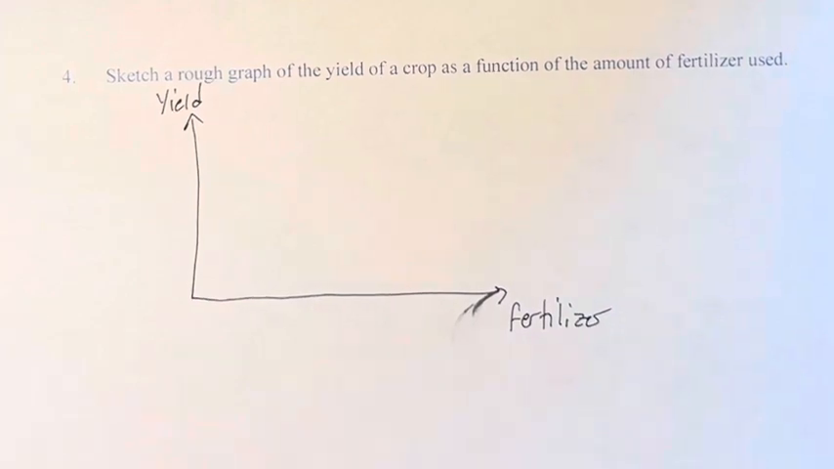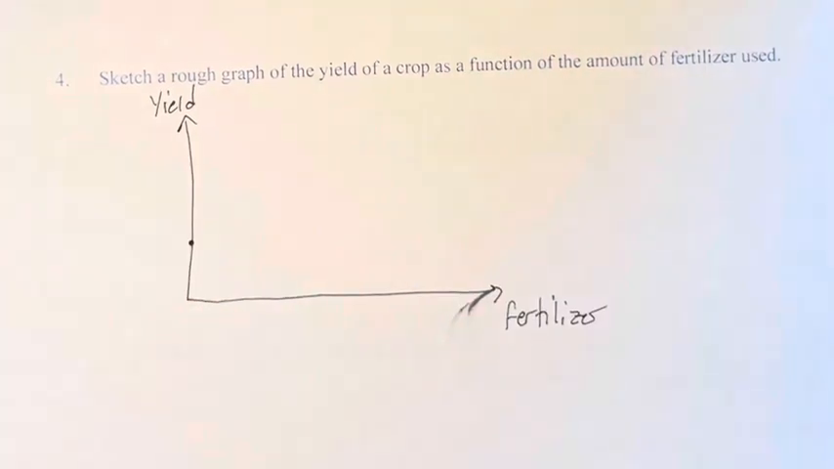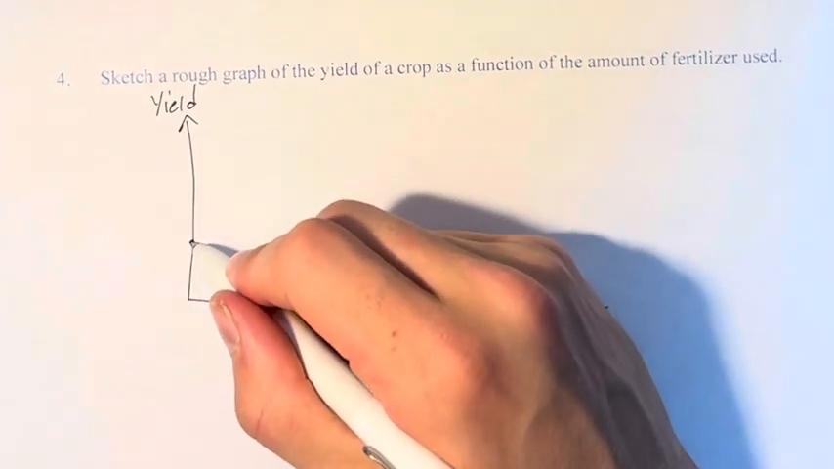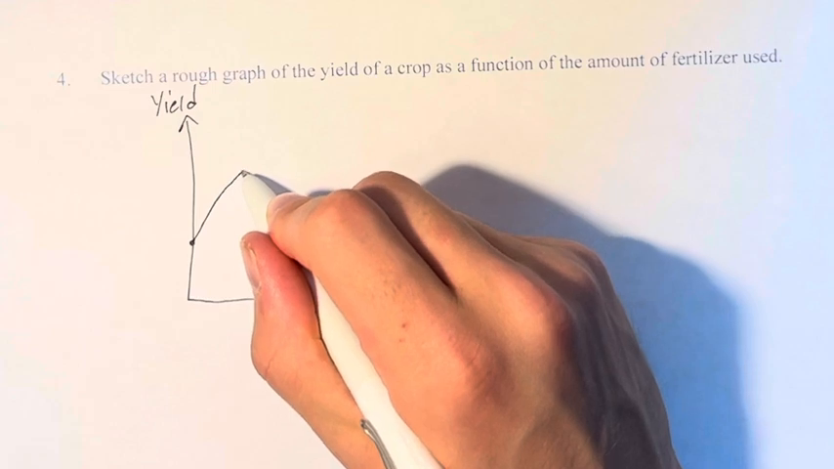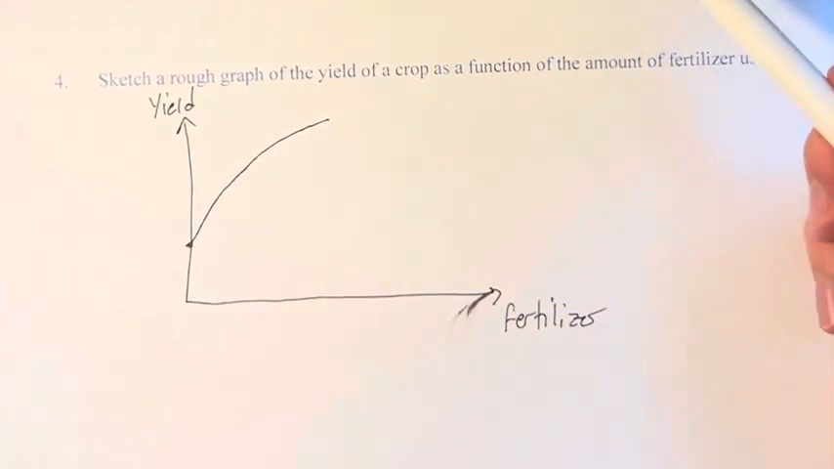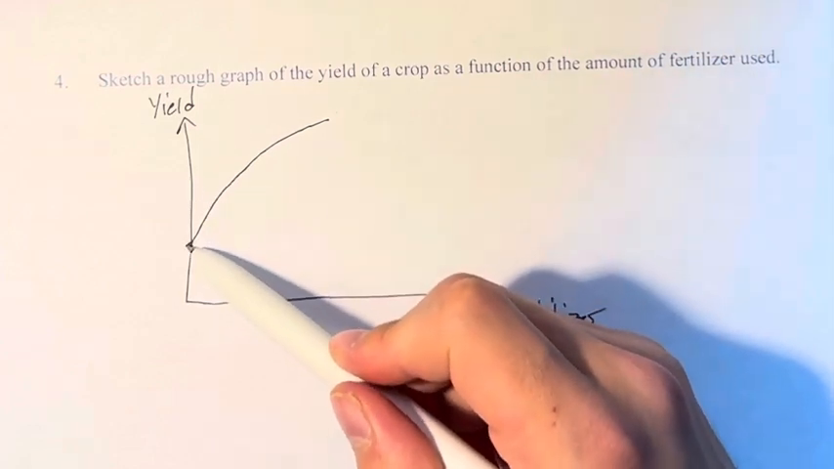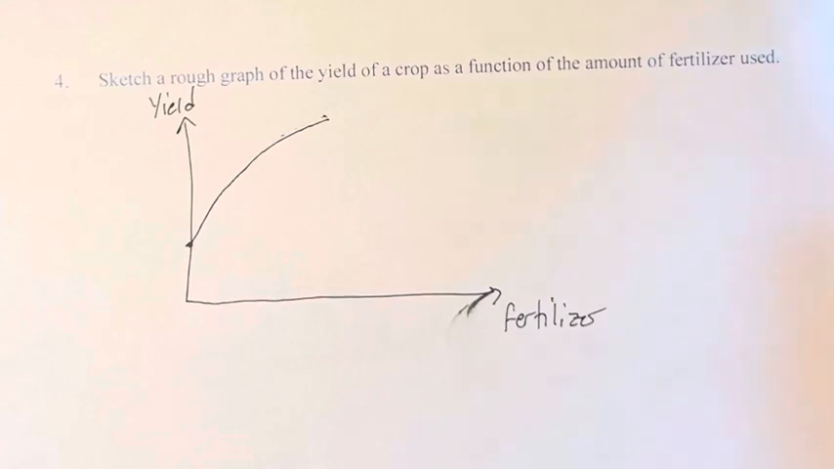And what we'd expect is that if we use no fertilizer, we'd have a certain yield, right? Maybe it's not particularly good. And as we increase the fertilizer, we would expect the yield to go up. And notice that the rate of change slows down over time.